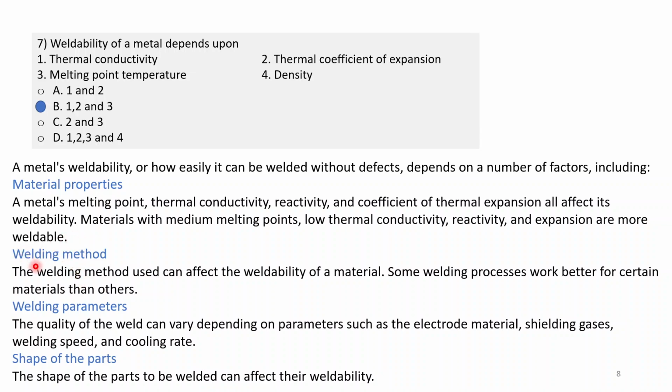Welding method. The welding method used can affect the weldability of a material. Some welding processes work better for certain materials than others. Then welding parameters. The quality of the weld can vary depending on parameters such as the electrode material, shielding gases, welding speed and cooling rate. Shape of the parts. The shape of the parts to be welded can also affect the weldability.